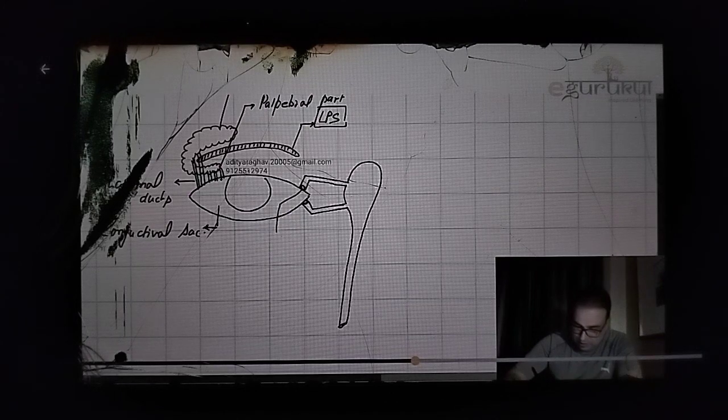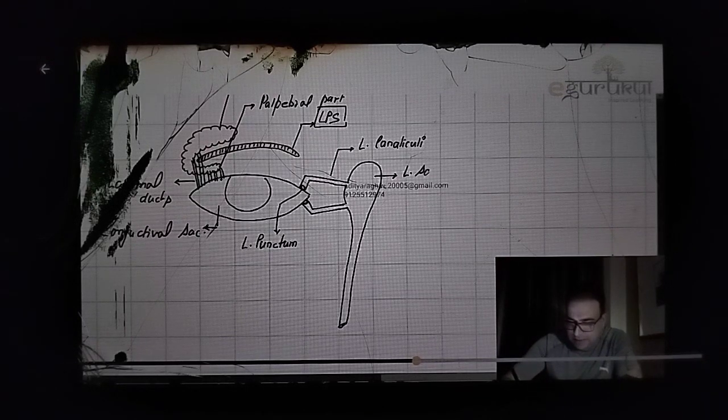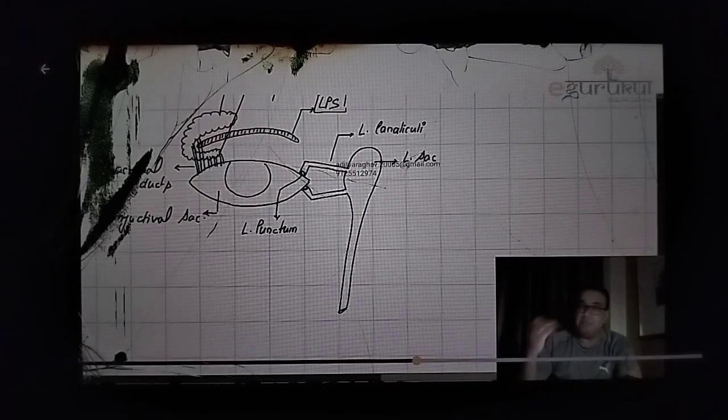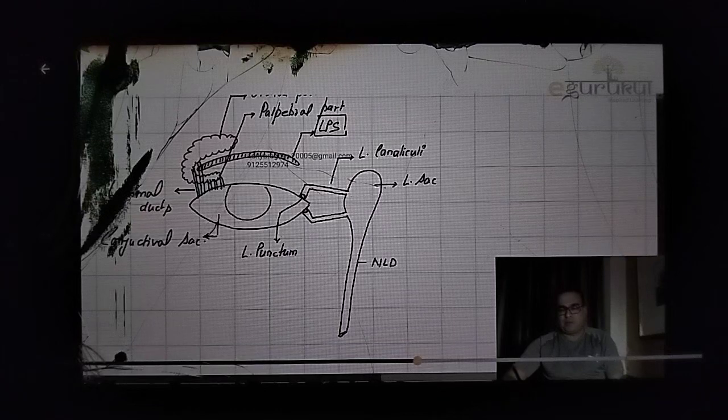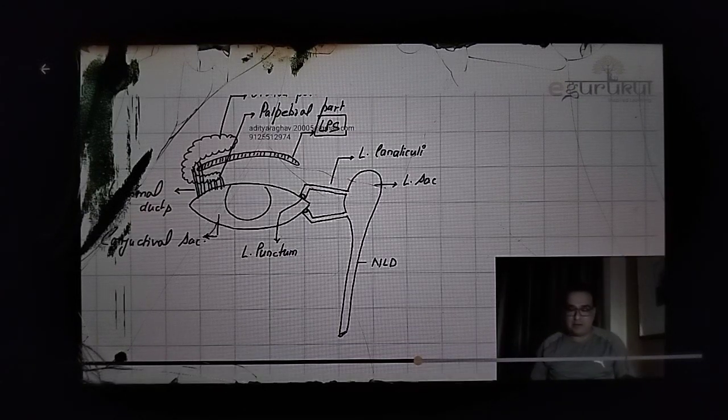So what does this label represent? That is the punctum, the lacrimal punctum. This here is the lacrimal canaliculi. This is the lacrimal sac, the same lacrimal sac which was present behind which ligament? The medial palpebral ligament. And this is the nasolacrimal duct, which also has a valve in the lower part. I'll discuss it later. So that's how the entire apparatus is present, guys: lacrimal gland, ducts, conjunctival sac, lacrimal punctum, lacrimal canaliculi, lacrimal sac, and nasolacrimal duct.